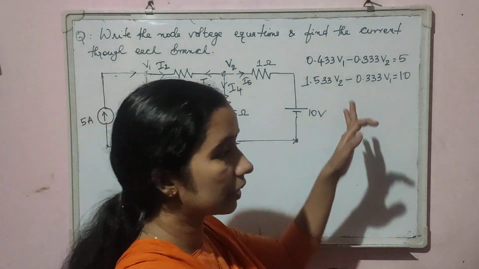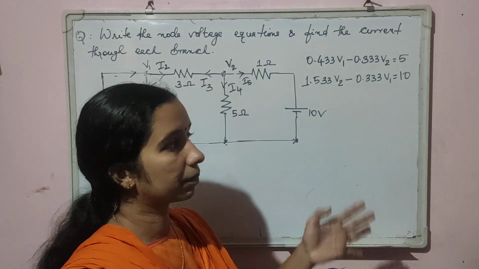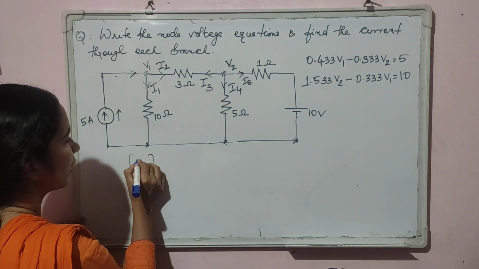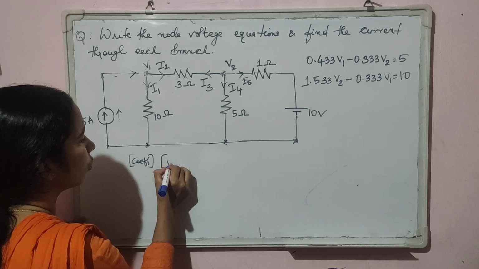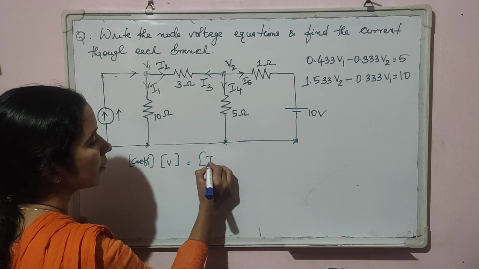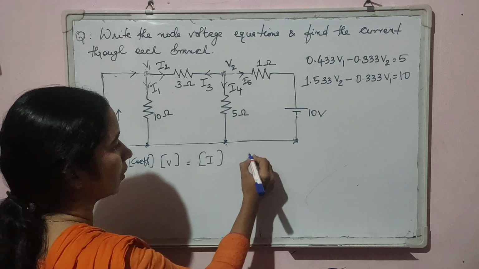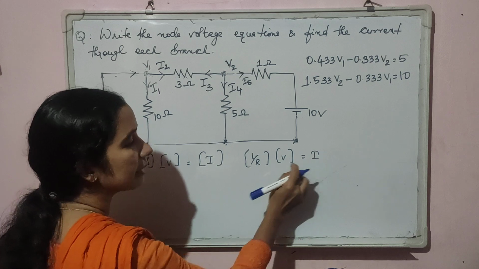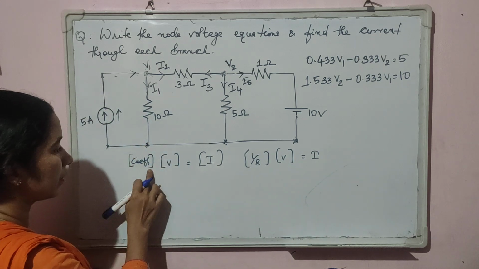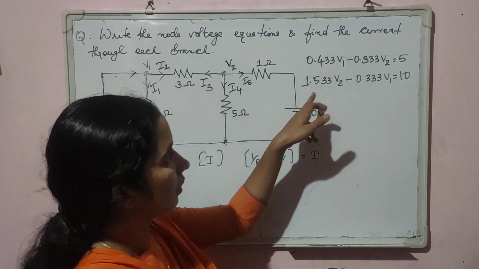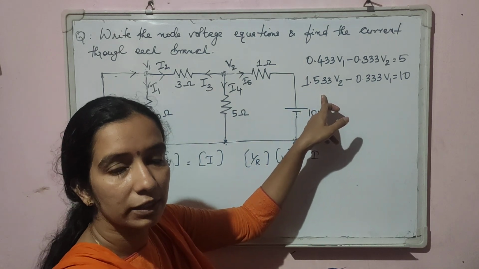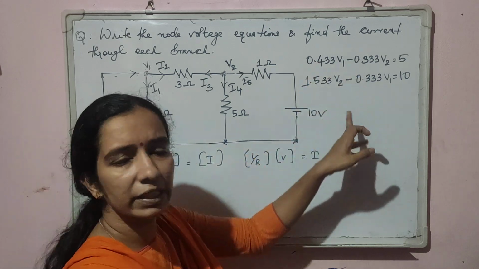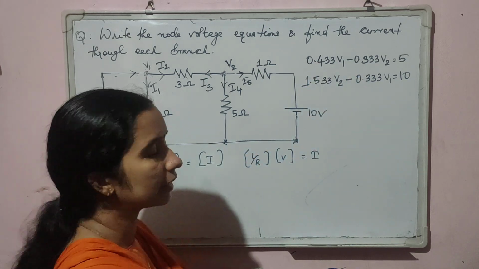So for solving these equations using Cramer's rule, we have to represent the equations in a matrix form. That is, a coefficient matrix into the voltage matrix is equal to a constant matrix, that is our current matrix, or 1 by R into V is equal to I, which is V by R. So the first matrix, the coefficient matrix, this particular matrix contains the coefficients of V1 and V2 in equations 1 and 2.